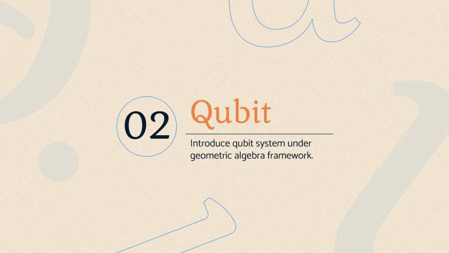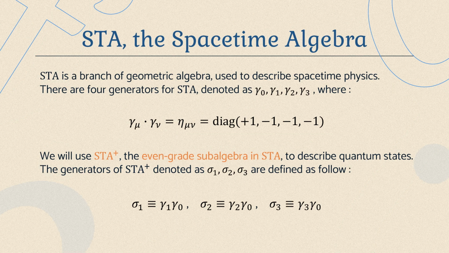Next up, let us introduce the qubit system under the framework of geometric algebra. Instead of using the Euclidean basis to generate the geometric algebra, the geometric algebra we should use here is called the STA, the spacetime algebra, with 4 generators denoted as gamma naught, gamma 1, gamma 2, and gamma 3, where their inner products satisfy the following relation: gamma naught dot gamma naught equals 1, and gamma 1, gamma 2, or gamma 3 dotted with themselves equals negative 1. We will use the even grade subalgebra of STA to describe quantum states.